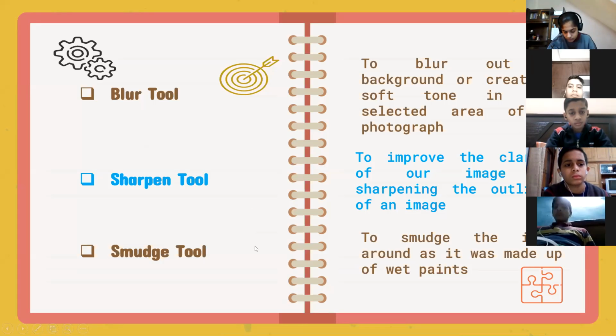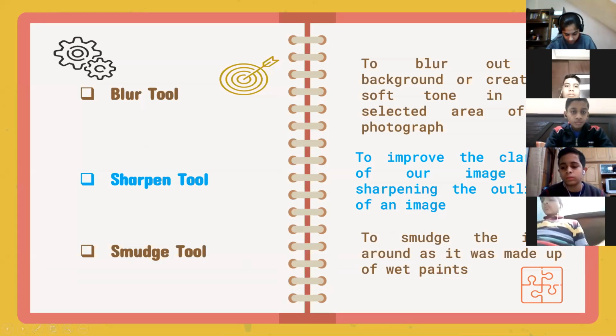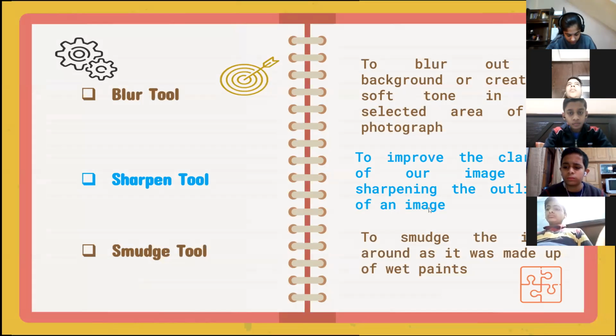That means you are just moving your brush on the colors and all of the colors at the background or wherever you are moving your brush by using the smudge tool, it will get the mixing. It will mix all the colors.